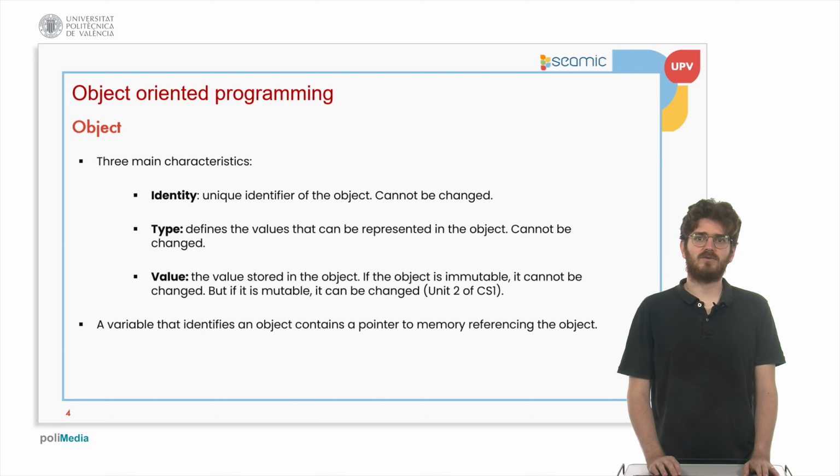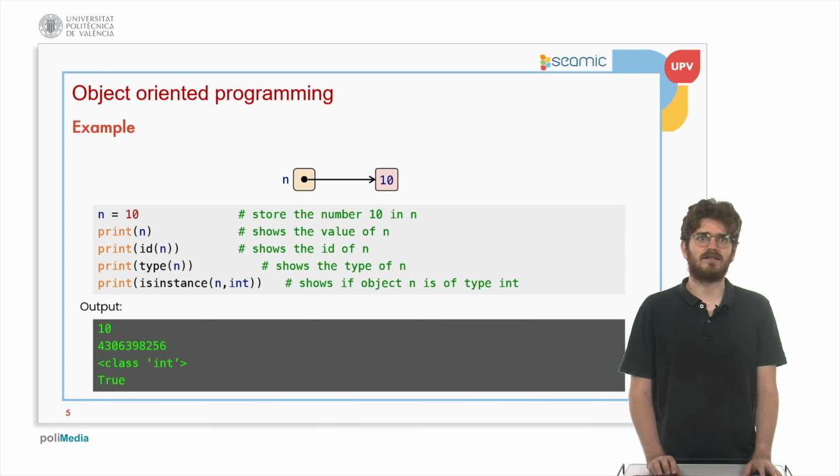For example, in a string, it will be the set of characters that represents the string. In an integer, it will be the integer value of the number we are representing. Sometimes this value can be changed, but in others it can't. Recall Unit 2 from the CS1 course. Of course, every object will be stored in a variable, and that variable contains a pointer to memory. But let's see an example to clear our heads.